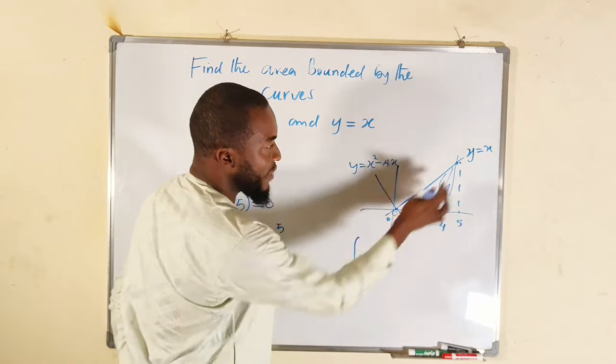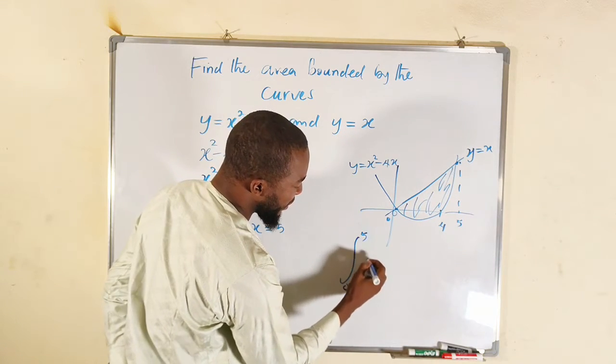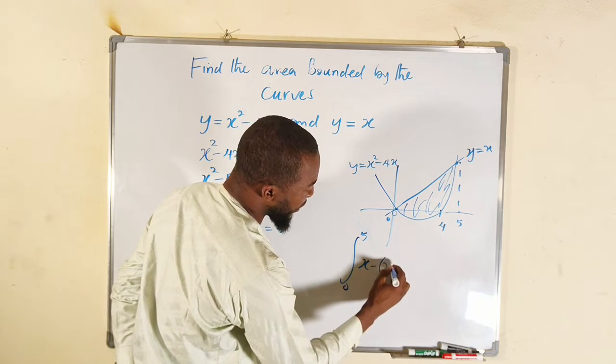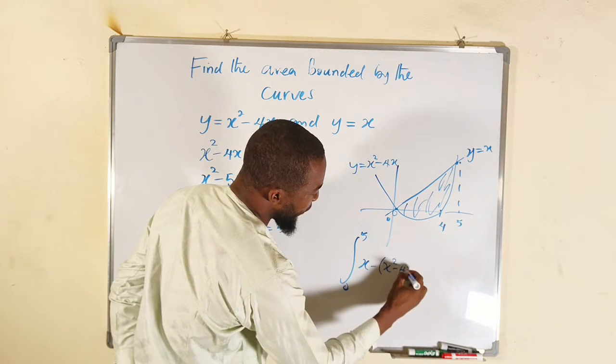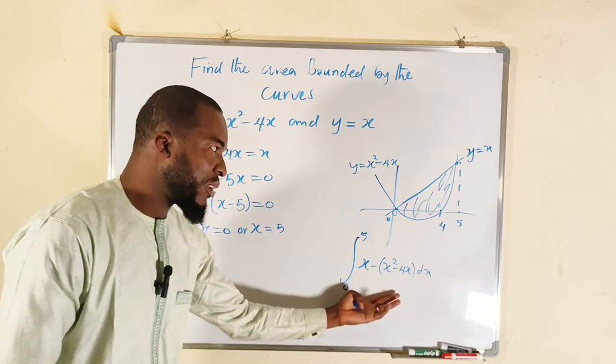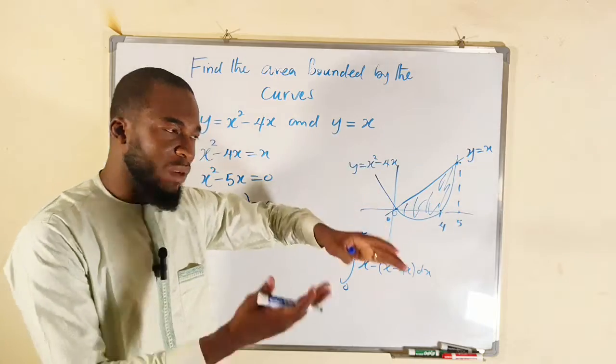5, because they intersected at 5, of x, which is above, minus the function below, which is x squared minus 4x, dx. So once you integrate this function, you shall obtain the area bounded by the two curves.